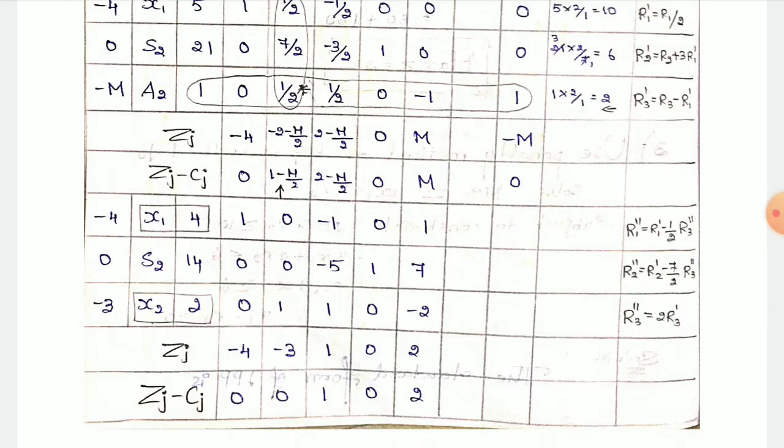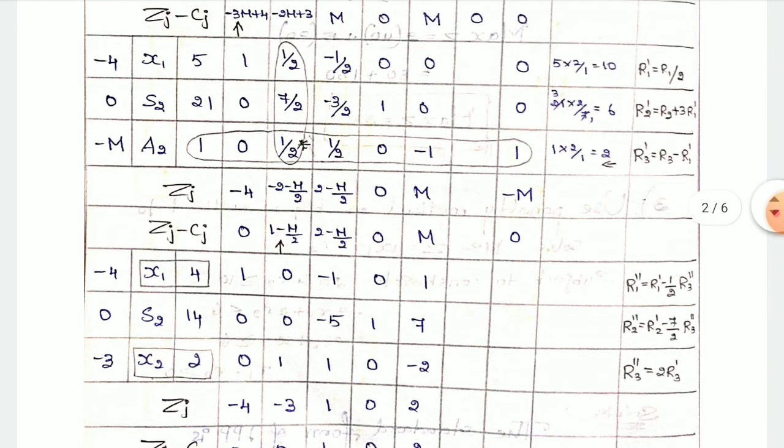So before that we have to have the key column. In the key column we have to find out the ratio. So 5 divided by 1 by 2, 10. 21 divided by 7 by 2, so 2 by 7. So that value will be 6. 1 divided by 1 by 2 means that is 2. So least positive means you have to choose the third row. So that is your key row. So 1 by 2 is your key element.